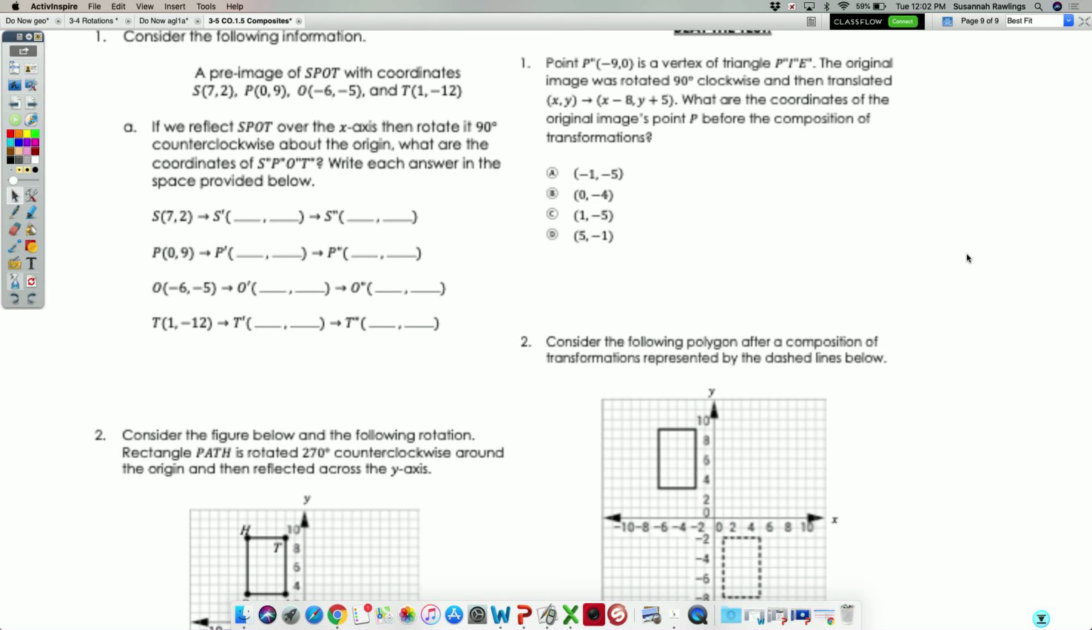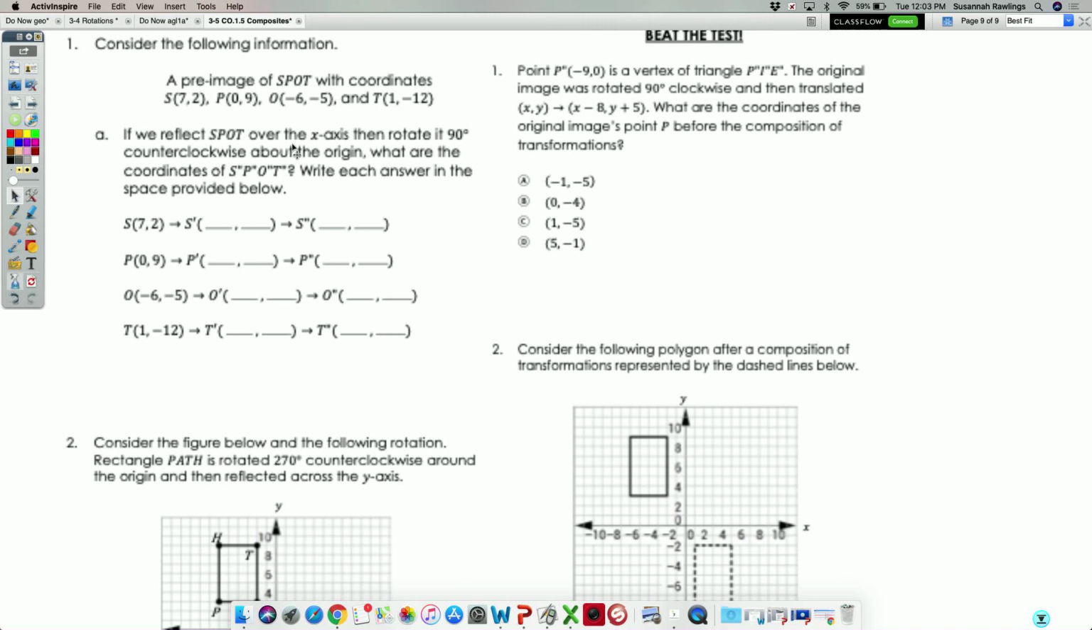So looking at our first one, we can do most of this without a graph. You will be given a lot of graph paper on the test for my class and the EOC, so we'll practice that when we review. But it tells me the pre-image of SPOT has the following coordinates. It says we're going to reflect it over the x-axis. I want you to go ahead and underline that. This is a good example of a word problem in geometry. So you have to have some reading comprehension skills.